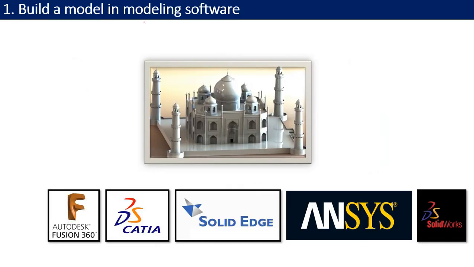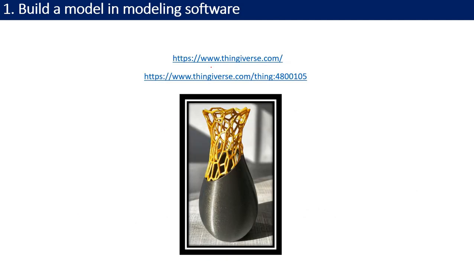Now this is the first step: build a model using 3D modeling software. To develop the 3D model, you can use various 3D modeling software like Fusion 360, CATIA, Solid Edge, ANSYS, or any type of 3D modeling software. Or you can take ready-made 3D models from the internet. Thingiverse is a website from where you can take ready-made 3D model files for your 3D printers.